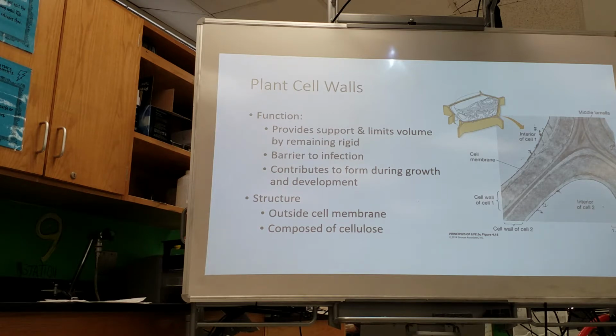Plants don't have their own roving immune system cells, so it's each cell for itself trying to defend itself. And also it can help just shape the plant as the plant is growing. It is secreted or released outside of the cell membrane.